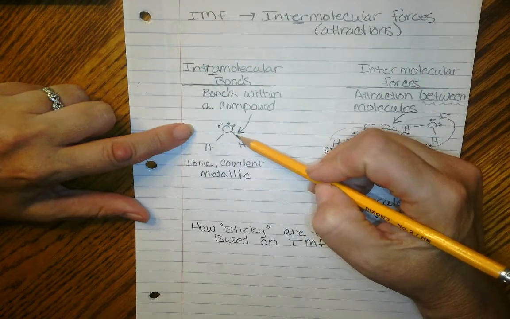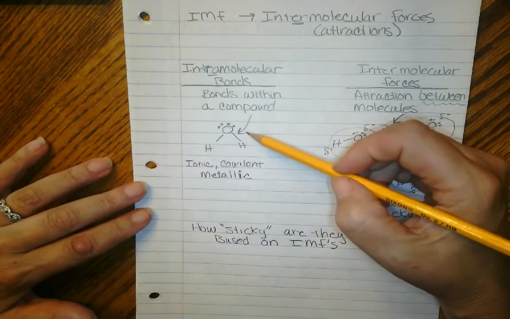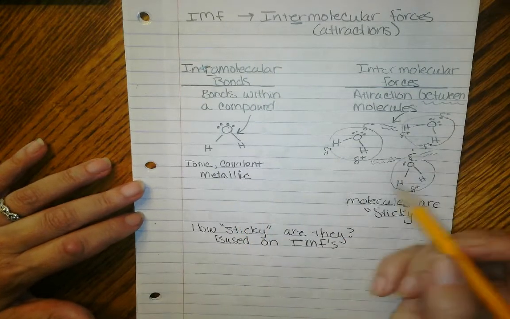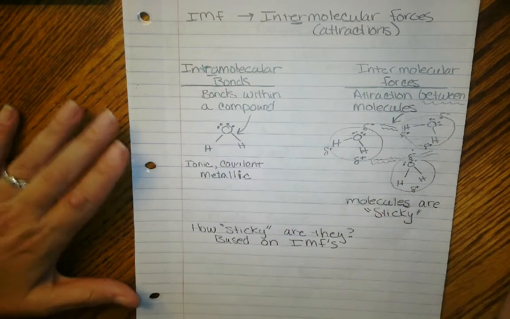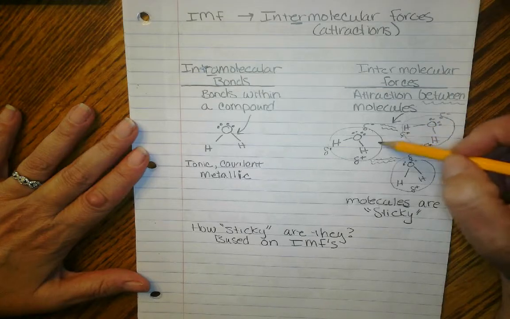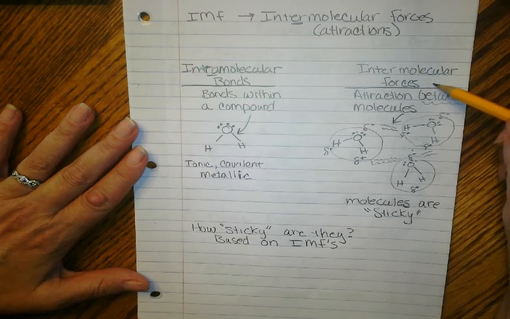So this is an intramolecular bond, and that right here is a shared pair, so that would be a covalent bond. And ionic, metallic, covalent, those are our types of bonds we've already gone through. And now we're going to add the attractions between molecules, and that's called intermolecular forces.